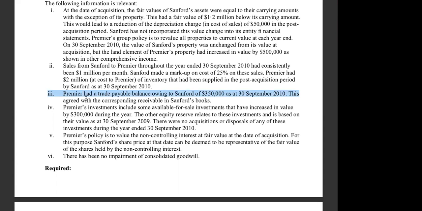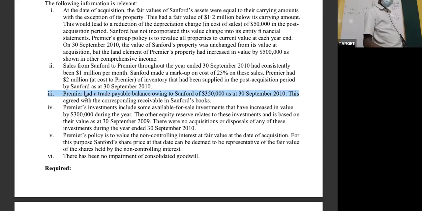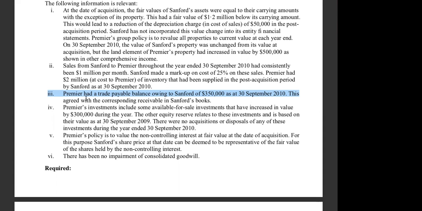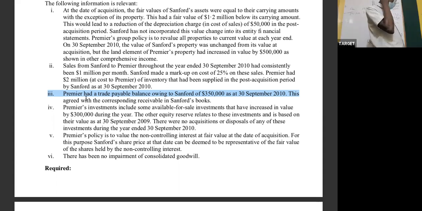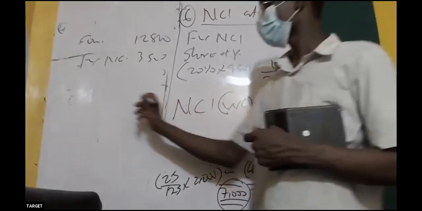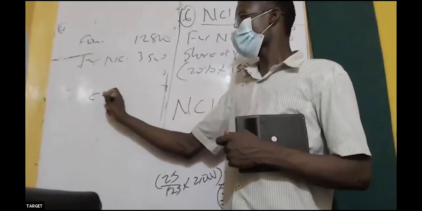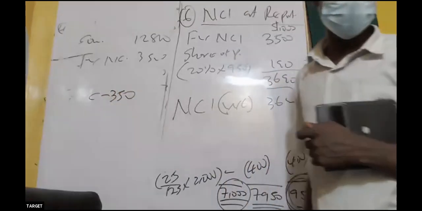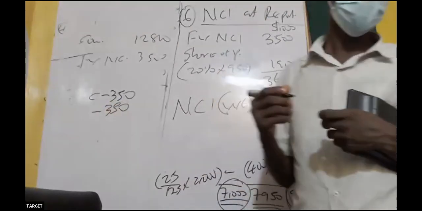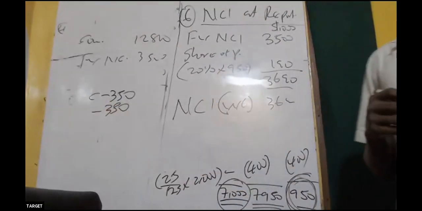Trade payable balance owing to Sanford of 50,000. So that is the parent owing 50,000 to Sanford, and it has a balance. Once that's balanced, notice, subtract 350 from the current asset and subtract the same figure from the current liability. Let's do that. So the current asset, kindly subtract 350 from it. Your current liability, subtract 350 from it.